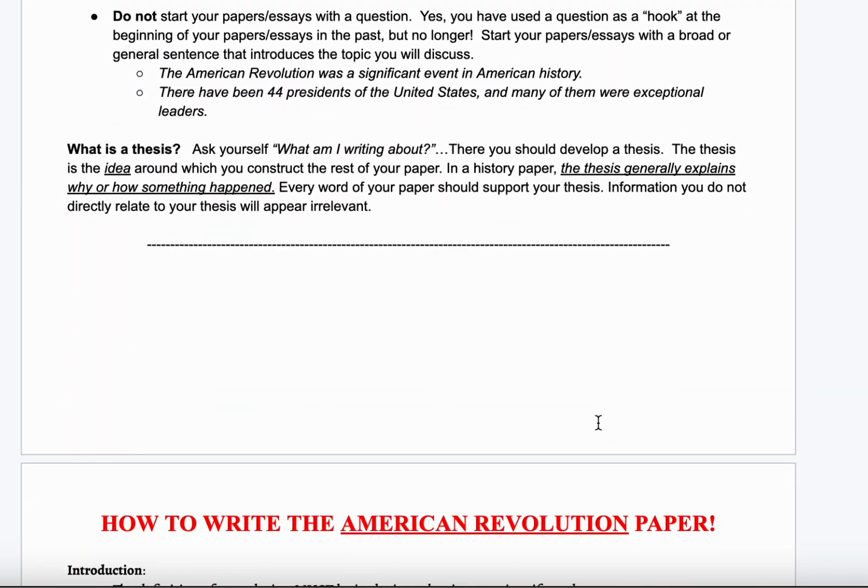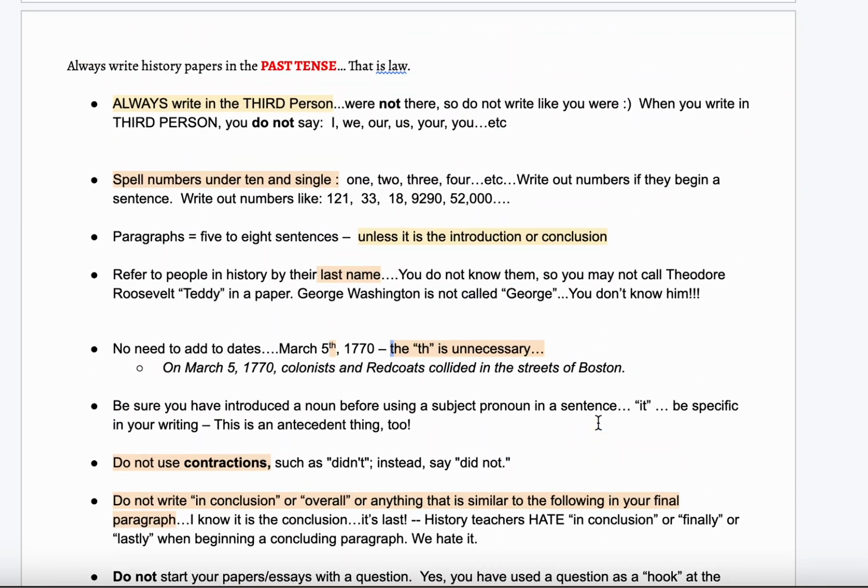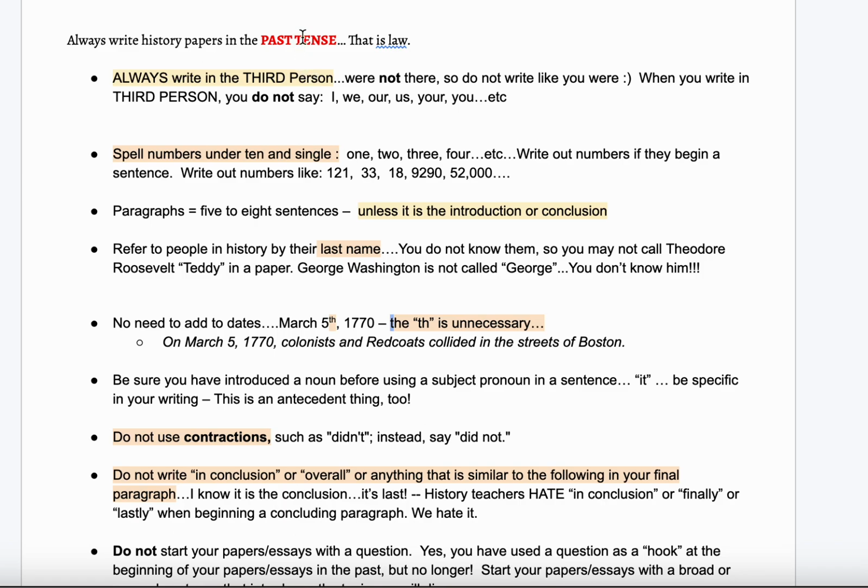All right. Get ready for the one thing I don't do. Always write in the past tense. This is law. The Boston Massacre isn't still happening. It's over. Again, always write in the third person. You weren't there.